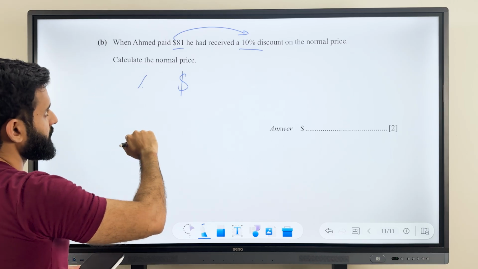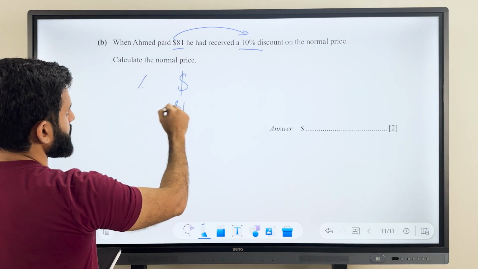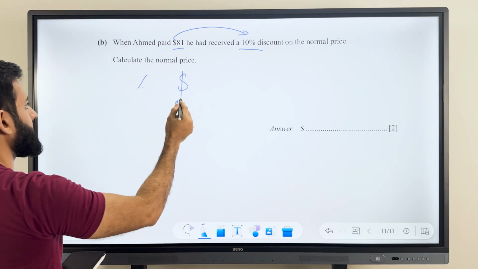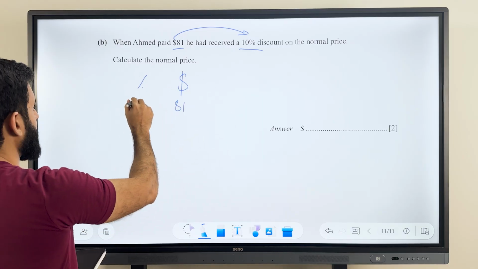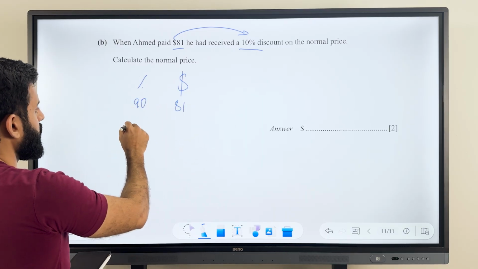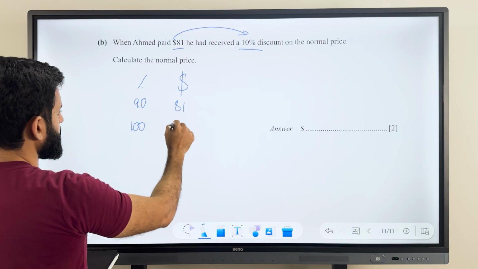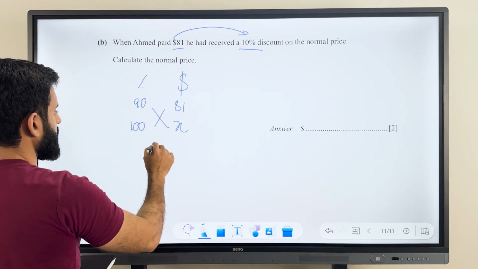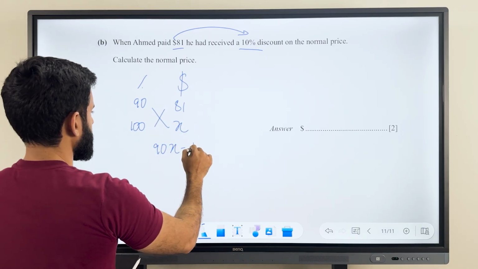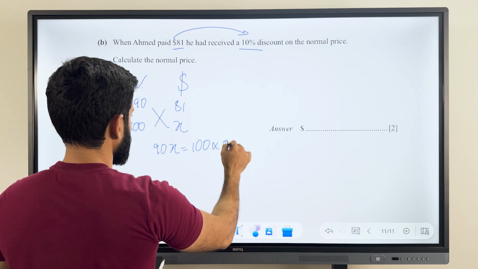When Ahmed paid $81, that means this is 81. He received a 10% discount. Now, this is 10% less than the actual. That means this is 90%. What would be the normal or the actual price? 100%. What do we do? Cross multiply. 90x is equal to 100 times 81.